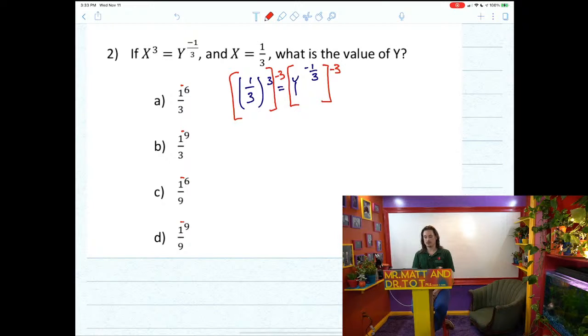And again, I do apologize. All of the answers should have negative signs as exponents. All the exponents in the answer should be negative.